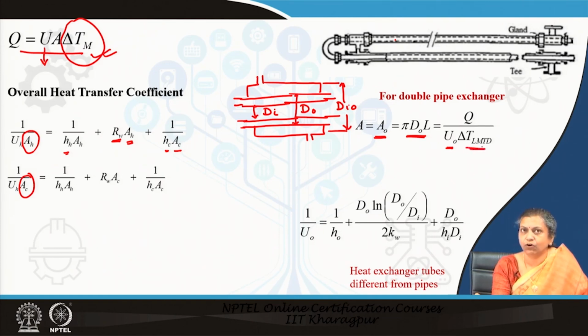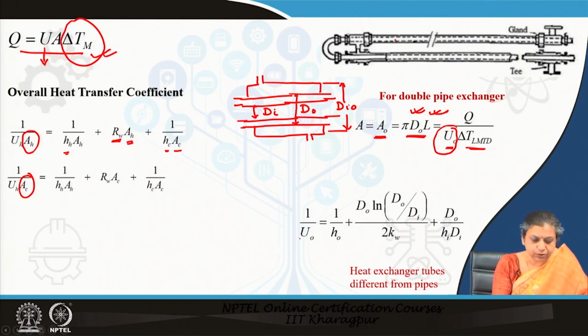Delta T LMTD I will not talk much about. How to find out this U0? Because the moment you can find out this U0, you can find out A0. If you either find out D0 or you select D0, you find out L. At some conditions, you select both D0 and L, and find out the number of hairpins, whatever it is.